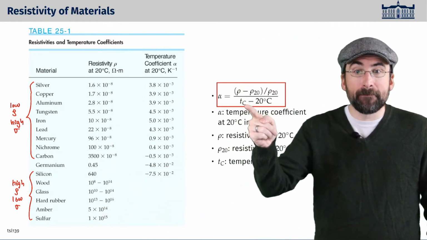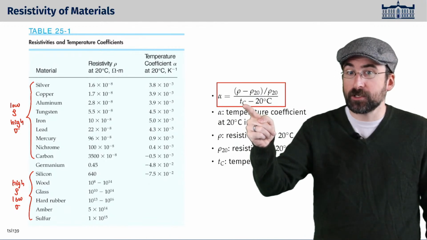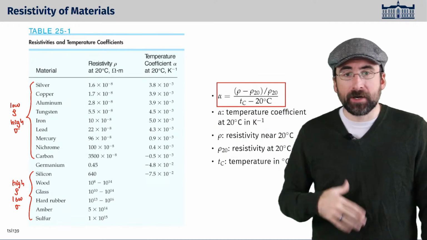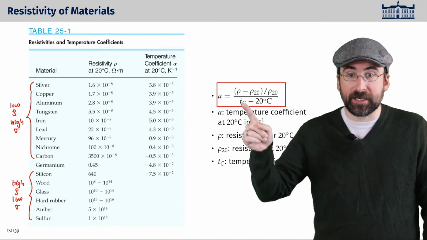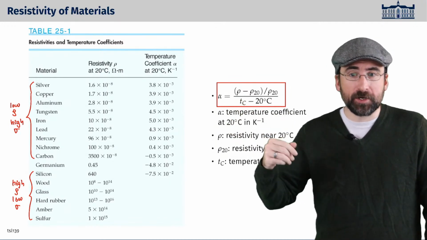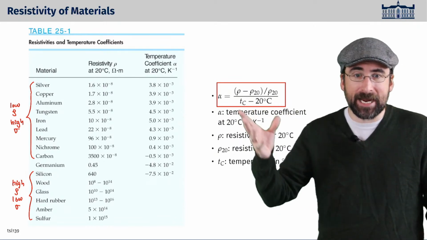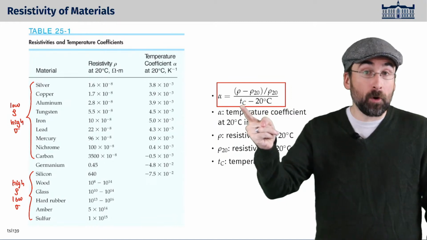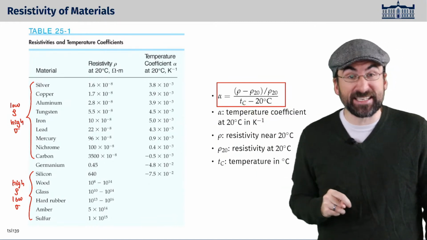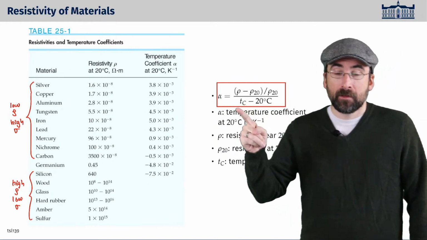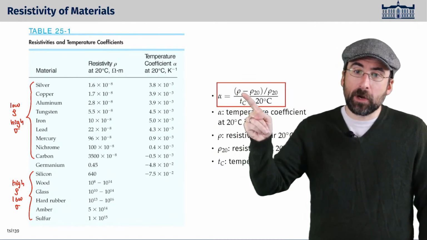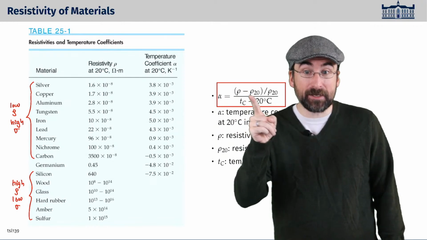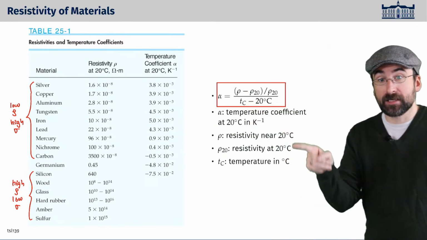Tc is the temperature of your conductor in Celsius. So if, say, I wanted to know how this was going to work at freezing, I would plug in 0 here. If I wanted to know how it worked at 97 degrees Celsius, I would plug in 97 degrees Celsius. But it's important that this temperature is in Celsius. And then finally, this rho here without the subscript is the resistivity at this temperature. And that's all indicated here.